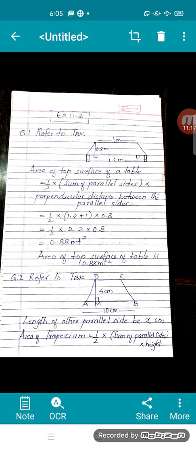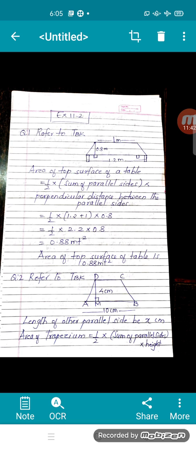Let us read question number 1. Draw the figure. The shape of the top surface of a table, do you see the table in the figure, is trapezium. Opposite sides are parallel. Find its area if its parallel sides are 1 meter, 1.2 meter and perpendicular distance between them is 0.8 meter.